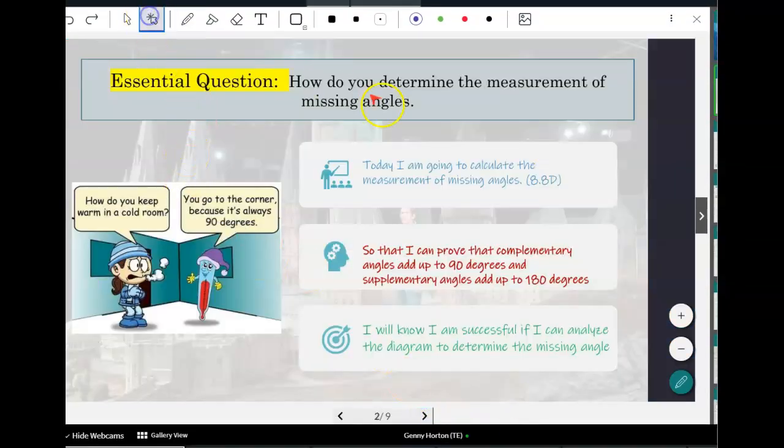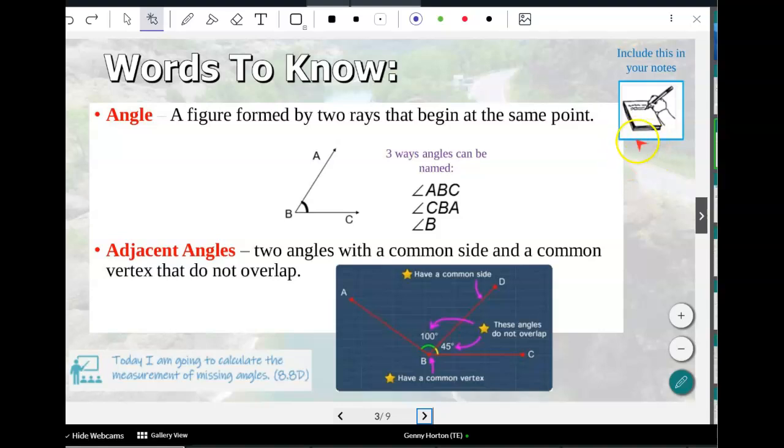So the essential question is, how do you determine the measurement of missing angles? Today I'm going to calculate the measurement of missing angles so that I can prove that complementary angles add up to 90 degrees and supplementary angles add up to 180 degrees. I will know I am successful if I can analyze the diagram to determine the missing angle. All right, let's go ahead and take some notes here.